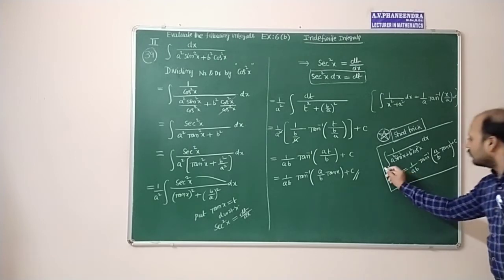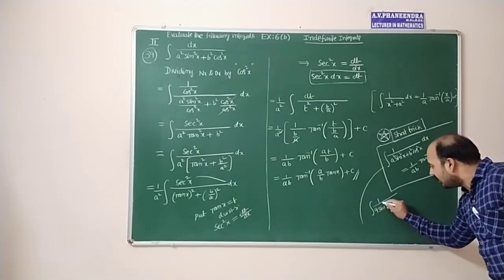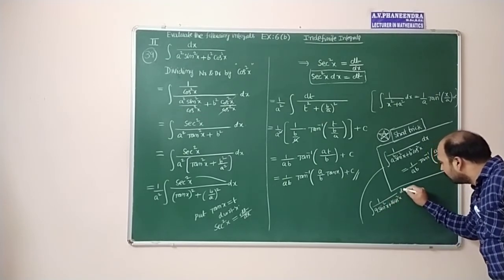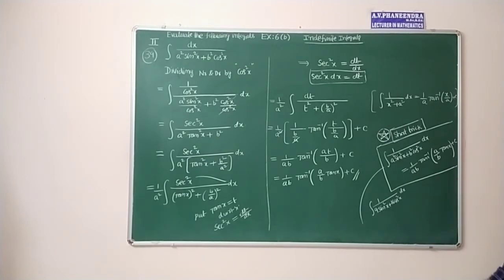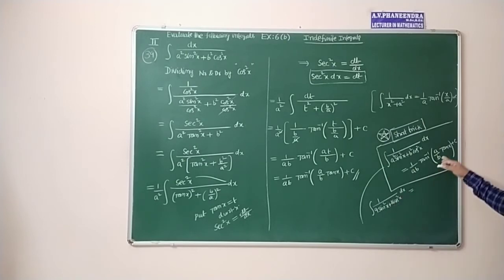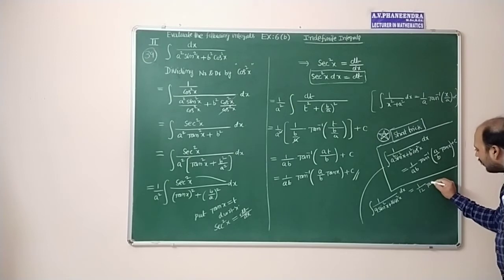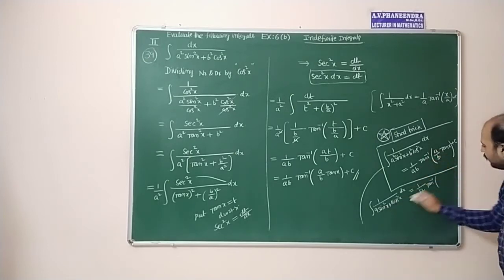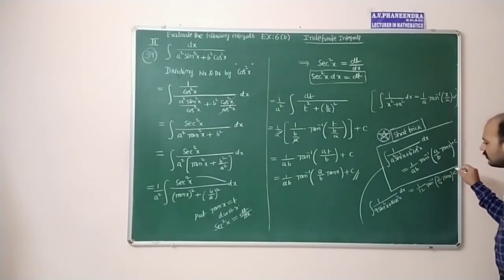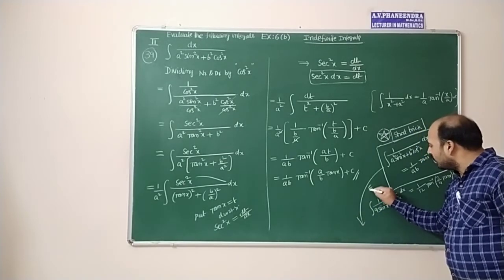You can apply it there. For example, integral 1 by 9 sin square x plus 16 cos square x, if it is there, you can apply that. So here a square is 9, b square is 16, substitute these values. Here 3 into 4, 12, tan inverse of 3 by 4 into tan x plus c. That's the answer. You have to apply this short trick for this question. That is the example I wrote.